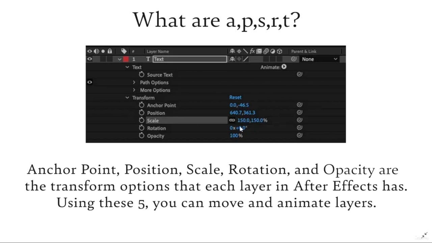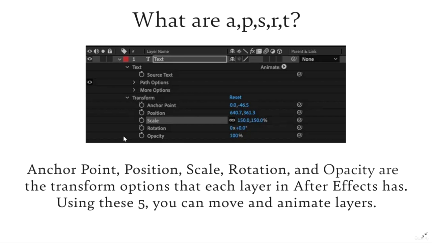And these are blue, which means you get to add a keyframe, and this is what a stopwatch that is not turned on looks like. You can see it's gray, but when it turns on, it's going to turn blue, this color blue. So if I want to add a scale animation, I will turn this on and then I'll move in a few frames and then change the amount of scaling that I want. So anchor point, position, scale, rotation, and opacity are the transform options that each layer in After Effects has. Using these 5, you can move and animate layers.